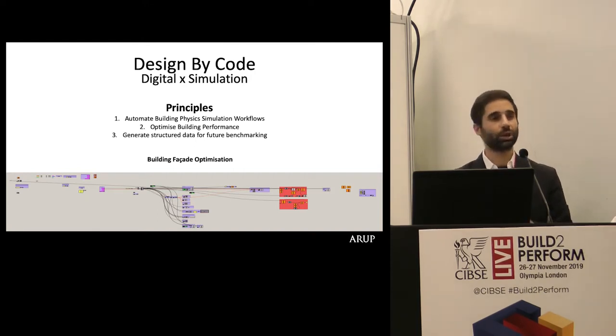For this specific presentation, I am focusing on digital versus simulation. How can we use digital technology, or coding basically, to automate our simulations and go through a lot more options than we actually do in the situation? So our principle is basically to automate the building physics simulation workflows. Once we got that, we were able to better optimize the building performance, and because we're working in code and scripts, we are able to generate structured data. That is a key aspect of this workflow, because we can generate a lot of data for future benchmarking against different projects and different scenarios.